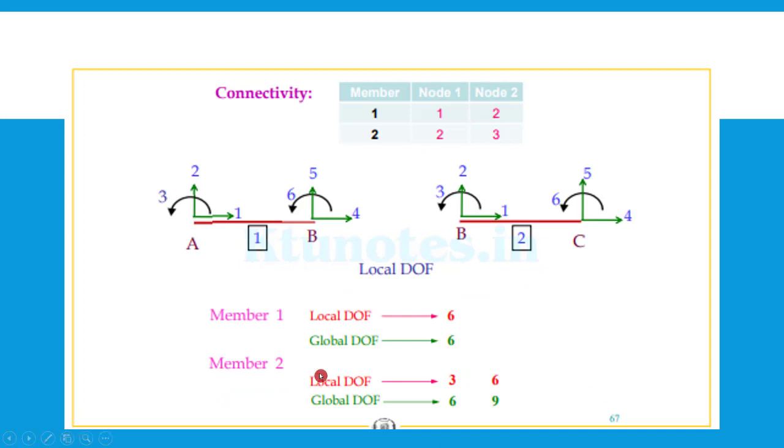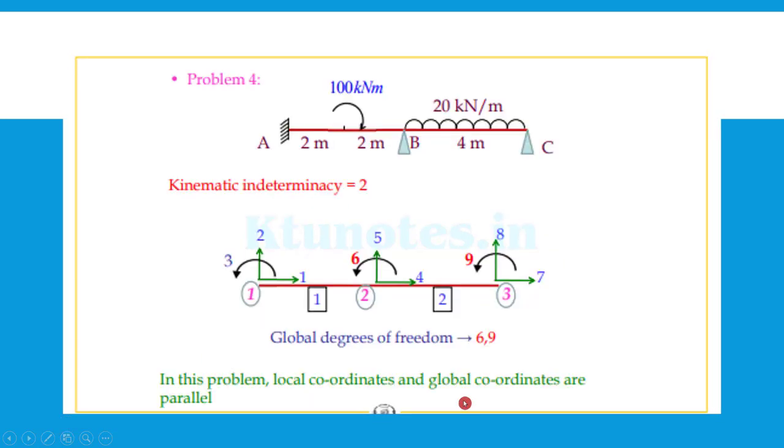So the connectivity for member 1 is between A and B, node 1 and node 2. For member 2, it is 2 and 3. And for member 1, you have local degrees of freedom 6. Same thing for the global degrees of freedom, 6. For member 2, it will be at the junction. It is 3 and 6 in local coordinates, and in global coordinates it is actually 6 and 9 if you relate the global and the local coordinates.